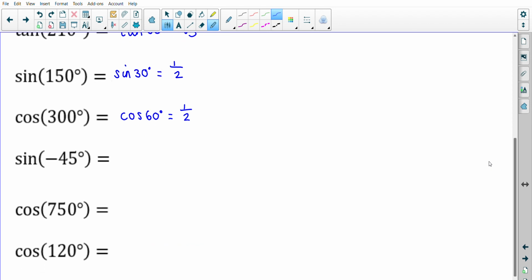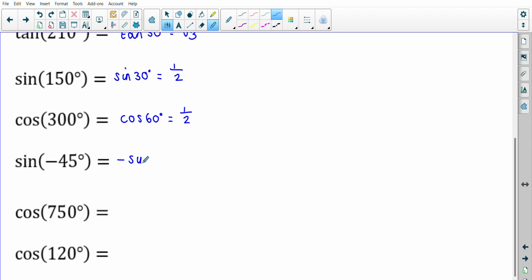So this one I can write as that. Now I know what 45 degrees is. Sine of 45 is 1 over root 2, but I need minus 1 over root 2.